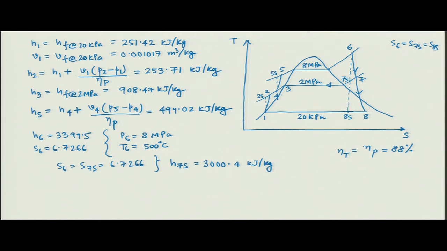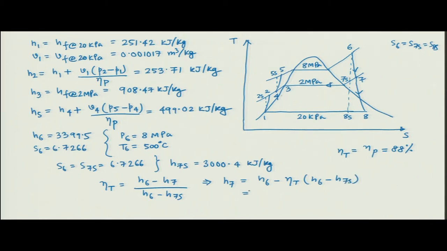Now you can extract the enthalpy at point 7, and for that you know the turbine efficiency is given. That should be equal to H6 minus H7, the actual work done by the turbine, over H6 minus H7s, the isentropic work done. So from this you can find what is H7. H7 will be H6 minus eta T multiplied by H6 minus H7s.